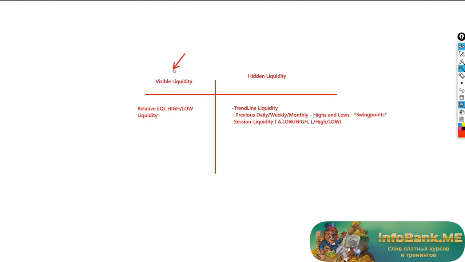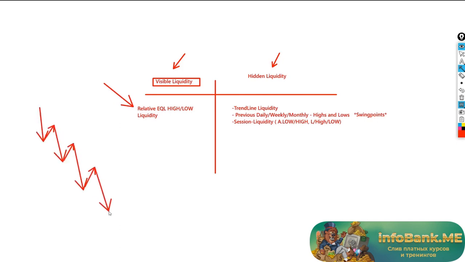We've got the visible liquidity and the hidden liquidity, and we're going to start with visible liquidity because it's much simpler. We only have one type, and we're going to be discussing that right now. So the only type of visible liquidity you have in the market is the relative equal high and low liquidity. And to illustrate that point, let's draw a potential downtrend, right?